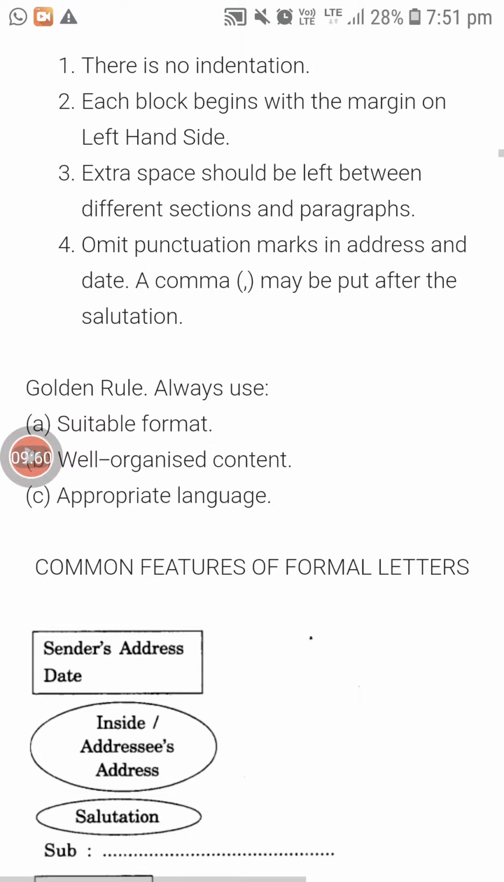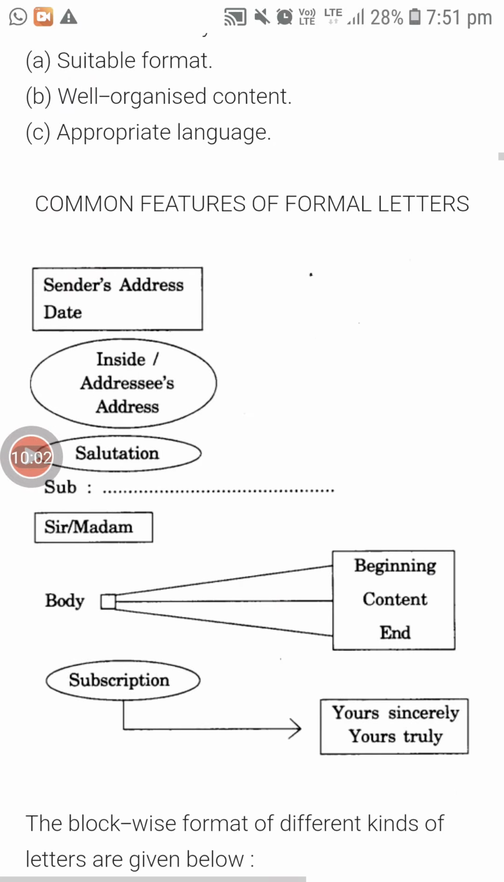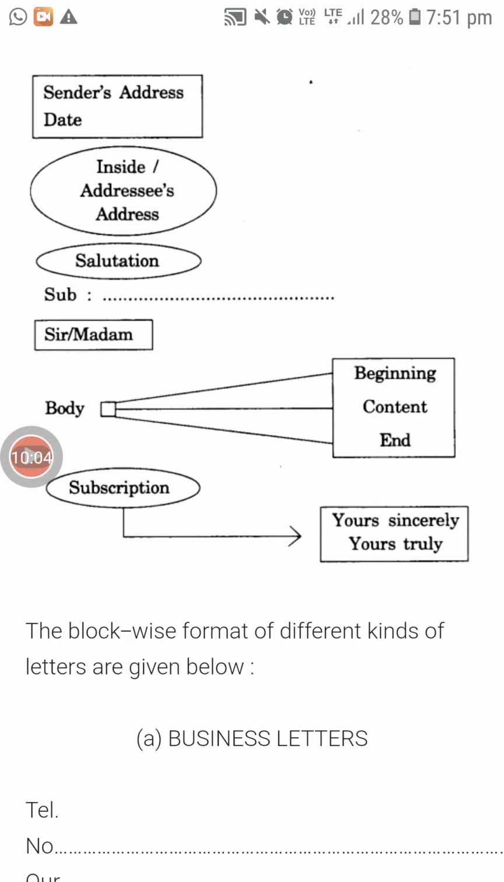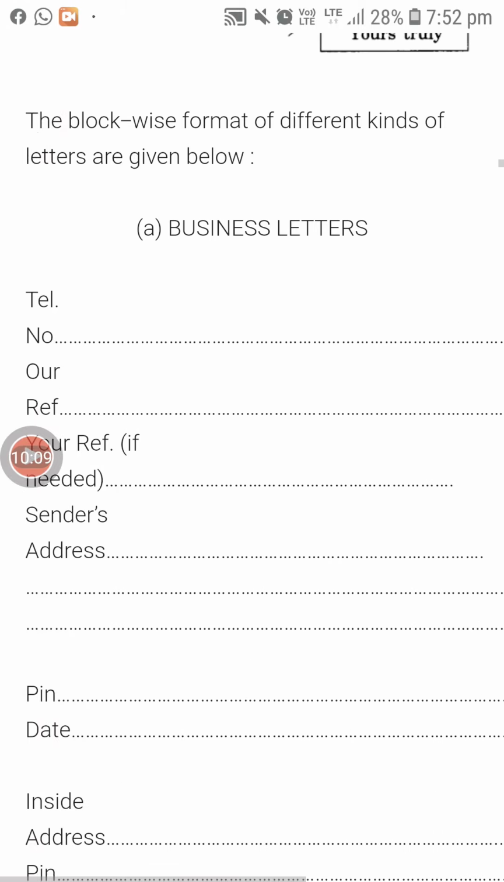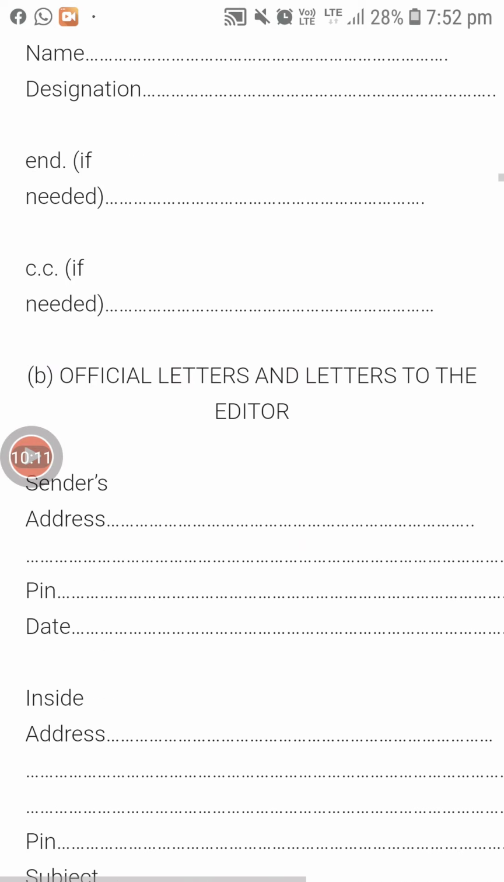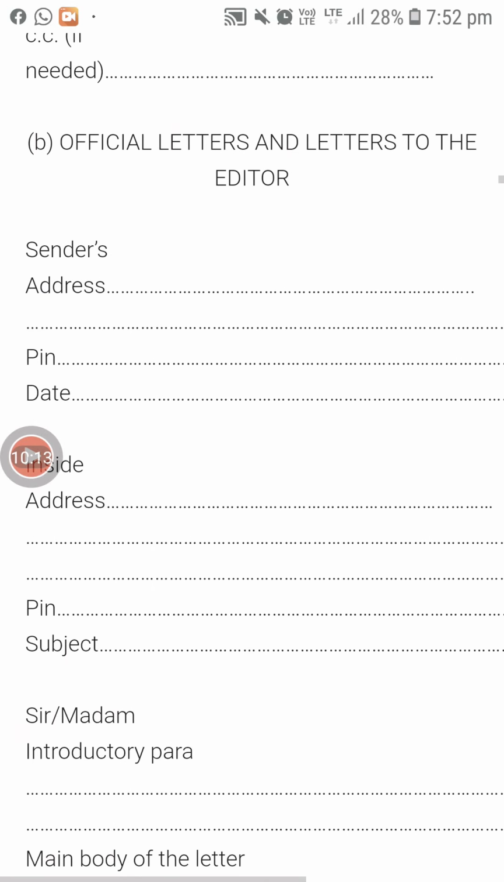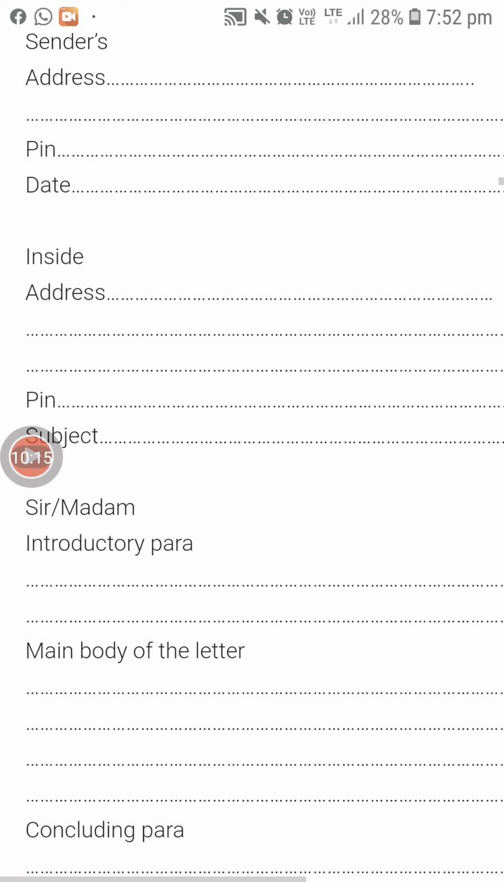Very important points, I have described it. Just read it, go through it. Again, the format on your screen. Then let's have one particular format of letter to editor here.